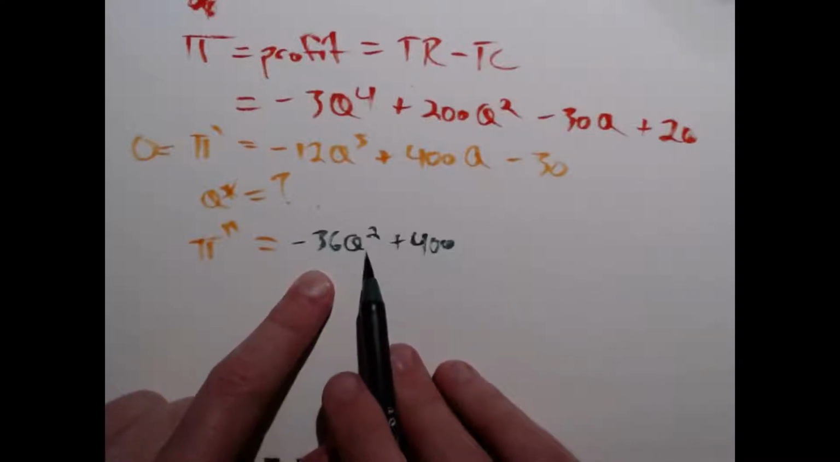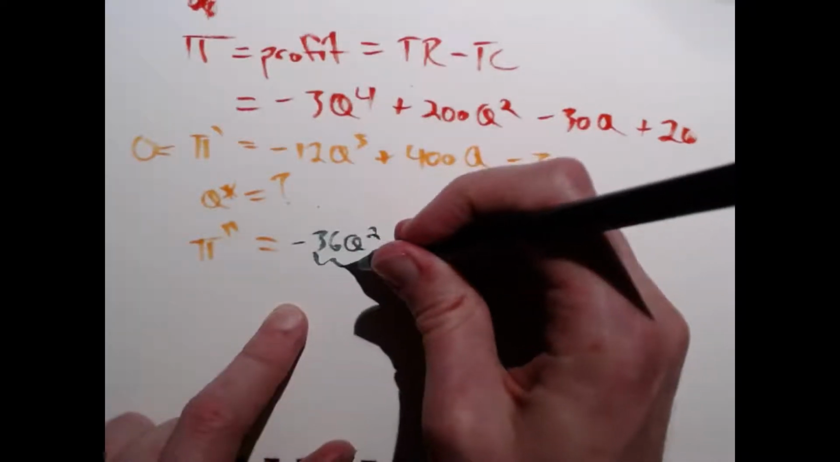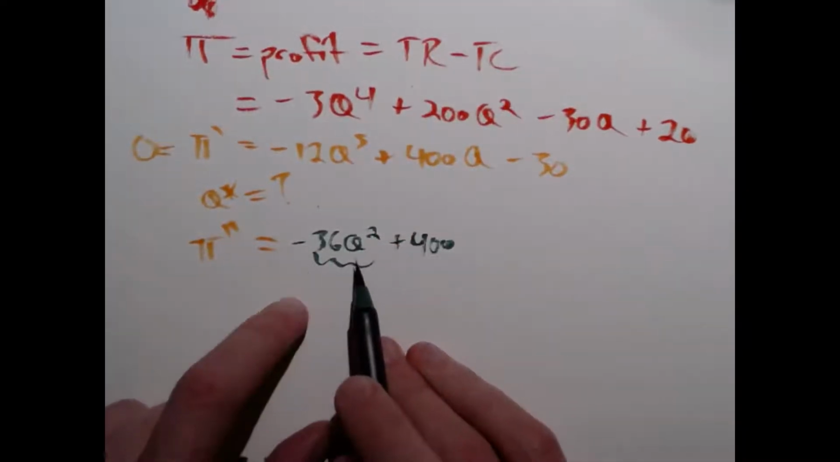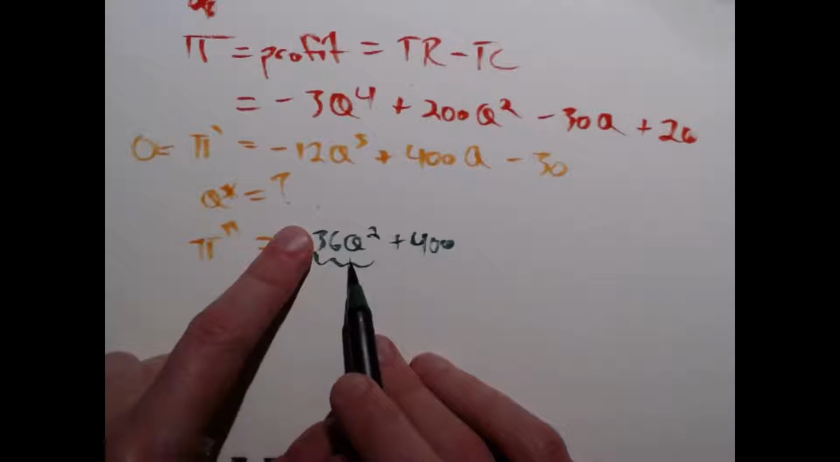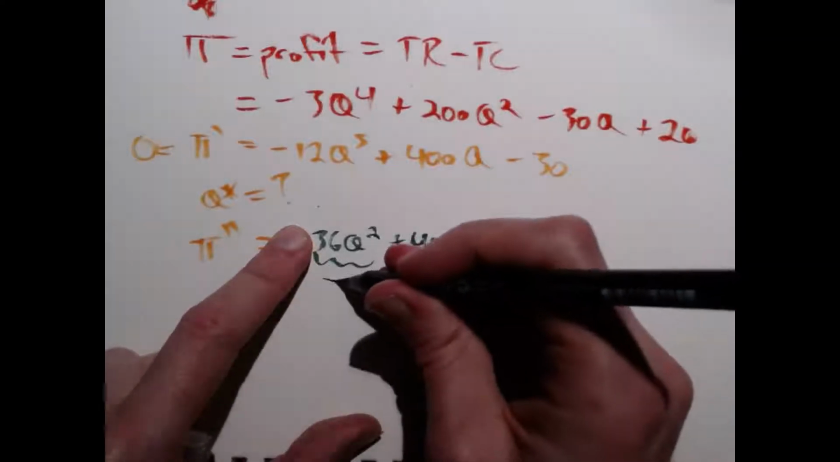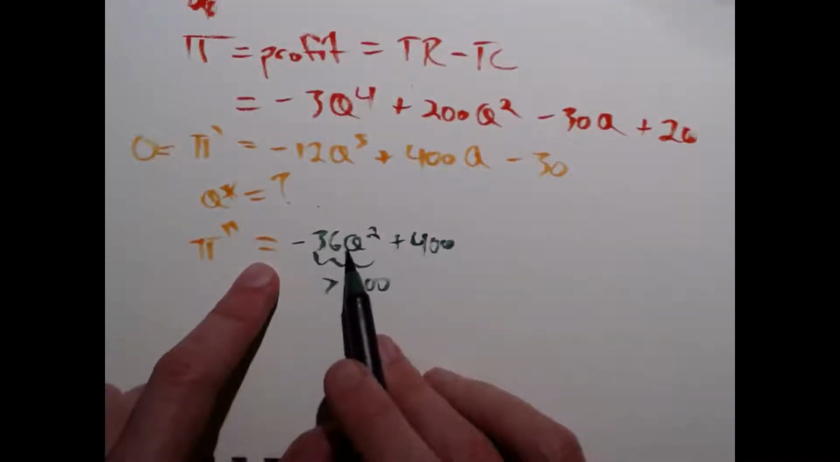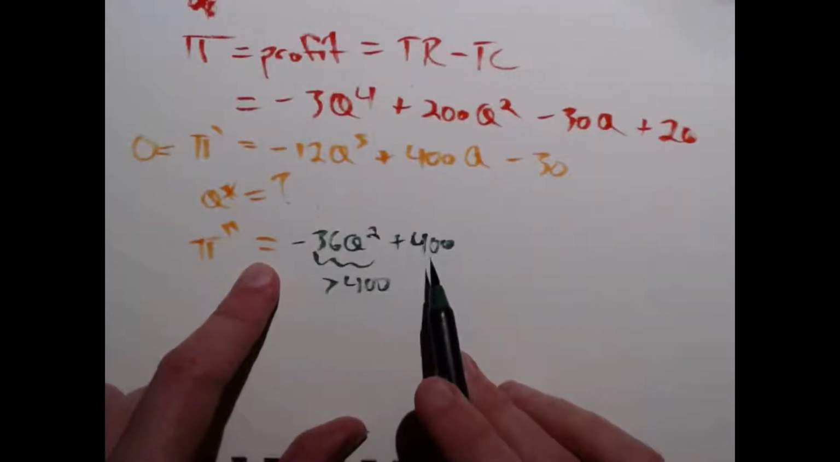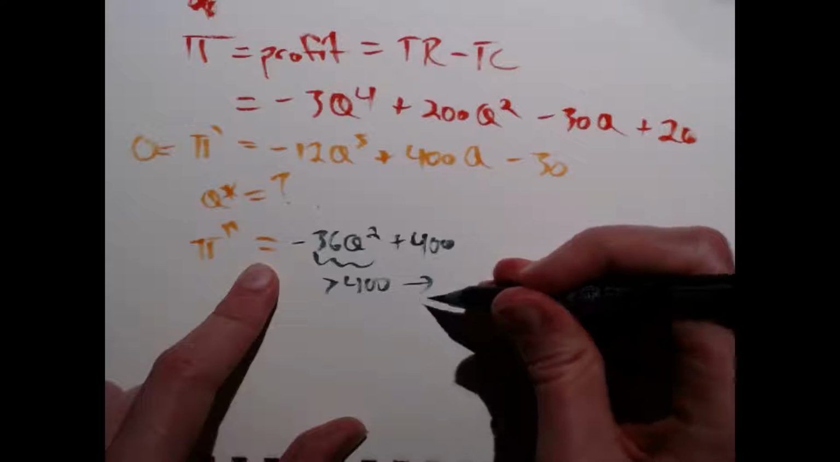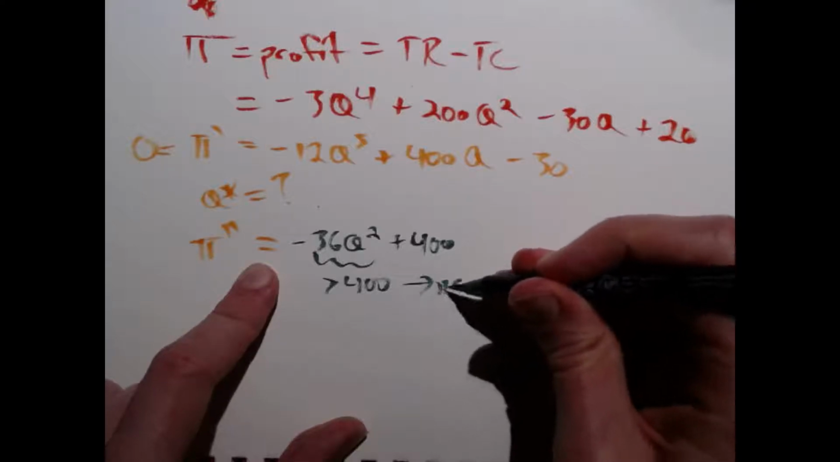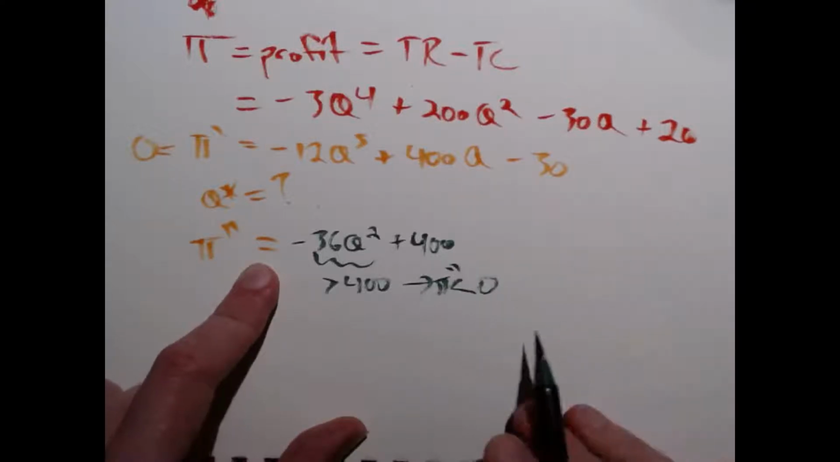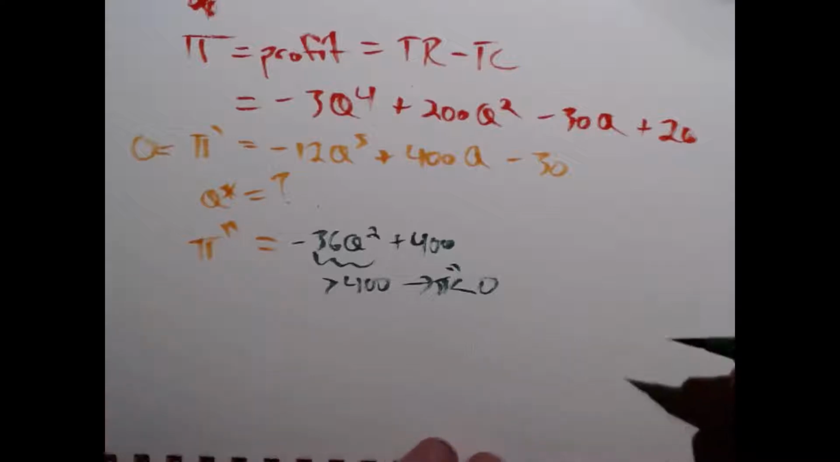So 36q squared, notice we've got our minus sign here. Whatever that is, if this is greater than 400, then we're saying minus 36q squared plus 400 is going to be less than 0 for pi double prime. Right, our second derivative less than 0. Again, what does that mean?